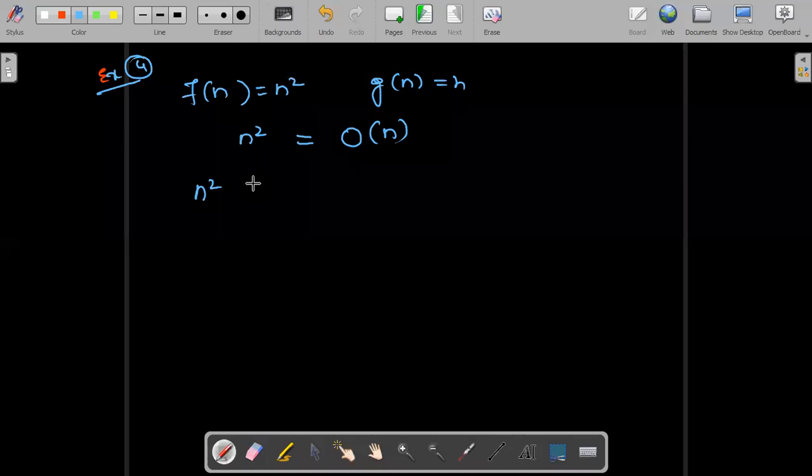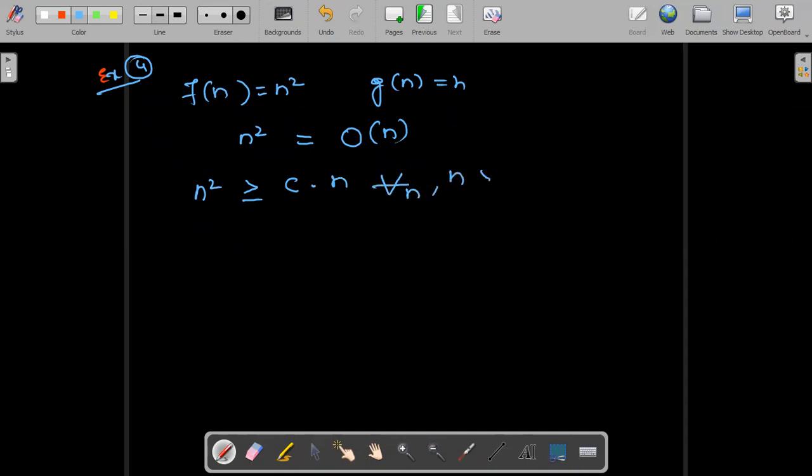N square greater than or equal to c dot n for all n greater than or equal to n naught. How to prove this one? Please understand here. For this example, n into n gives n square, correct? Here also you can see c dot n.